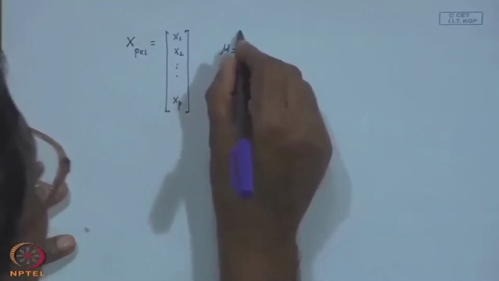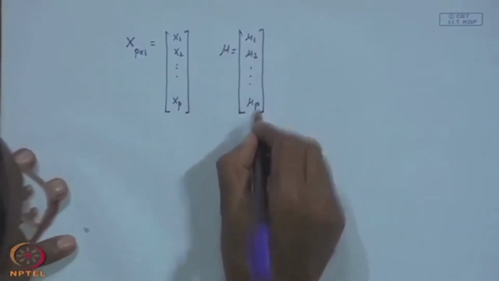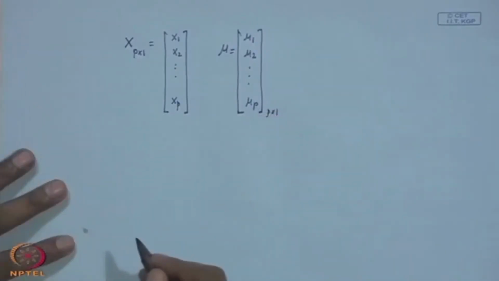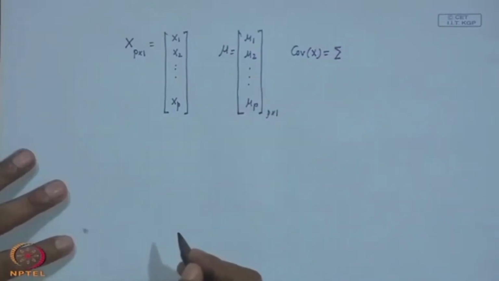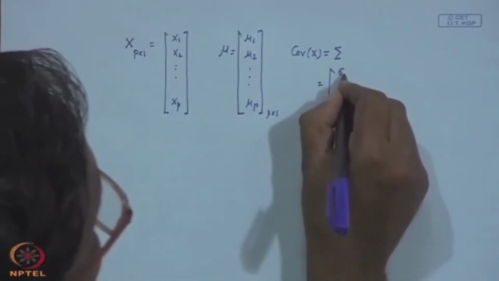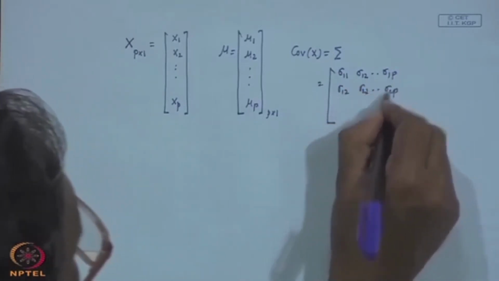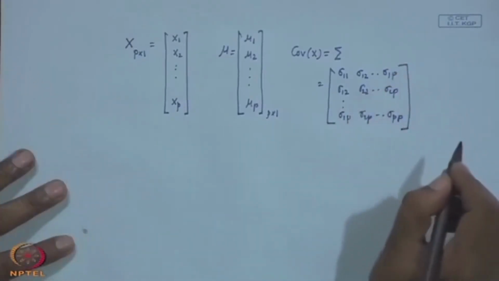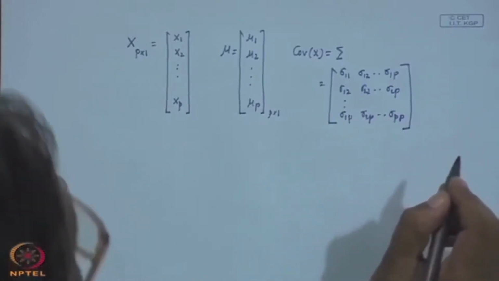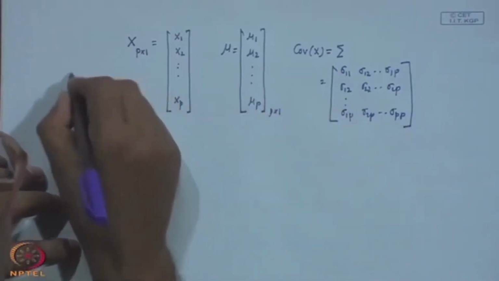Now, suppose this x has a mean vector like this, mu 1, mu 2, mu p. This will be a p cross 1 vector. This x also has a covariance matrix, capital sigma. You can write it as sigma 1 1, sigma 1 2, sigma 1 p, sigma 1 2, sigma 2 2, sigma 2 p, like this, sigma 1 p, sigma 2 p, sigma p p. So, this is what is known about the population.